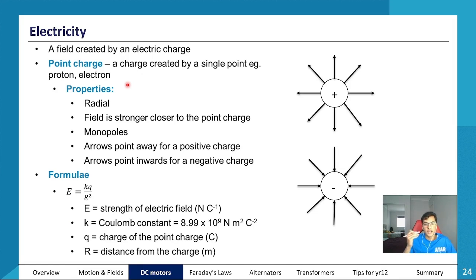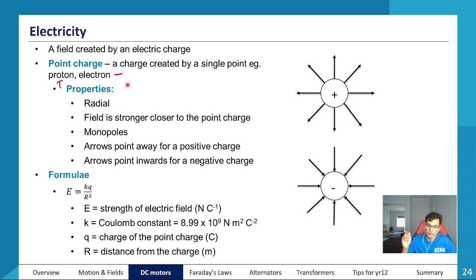Cool. And the next type of field that we have is electric fields. What we call these are point charges, and point charges are basically a single point with an electric charge. Usually it's protons and electrons. Keep in mind that protons are the positive ones and electrons are the negative ones. Unlike the gravitational fields that we learned before, electric fields can be both positive and negative, and because of that, they can be either attractive or repulsive.